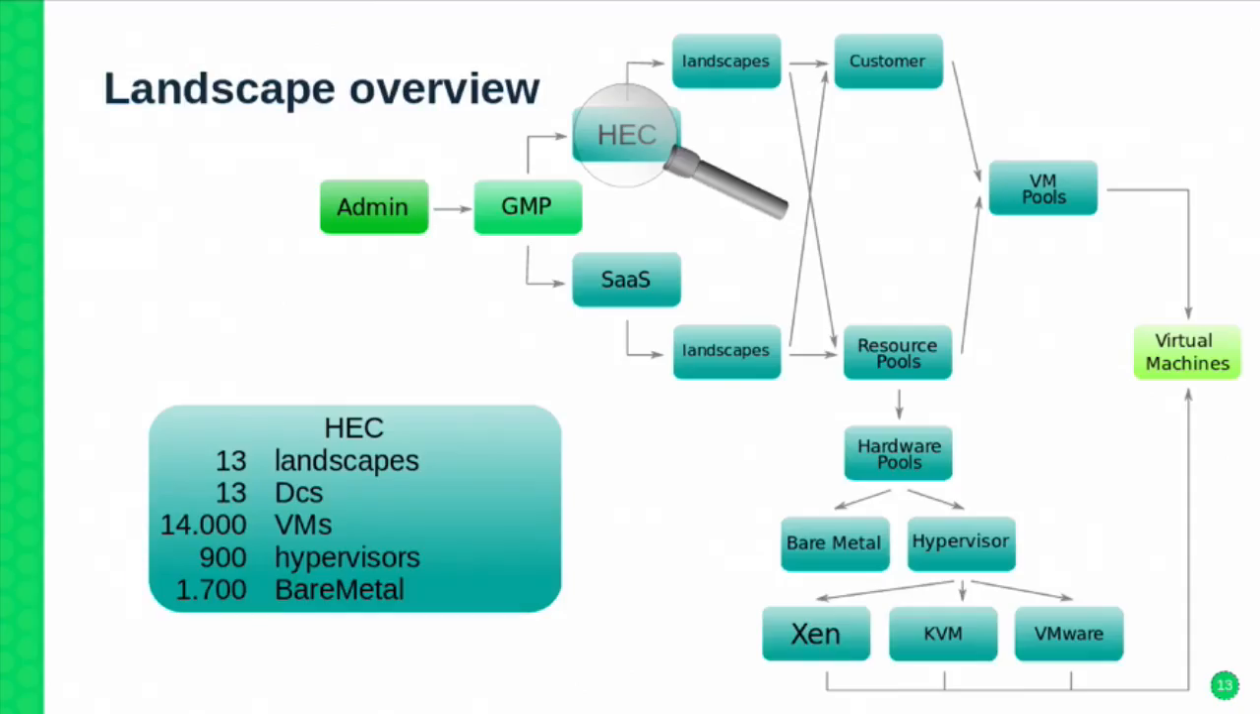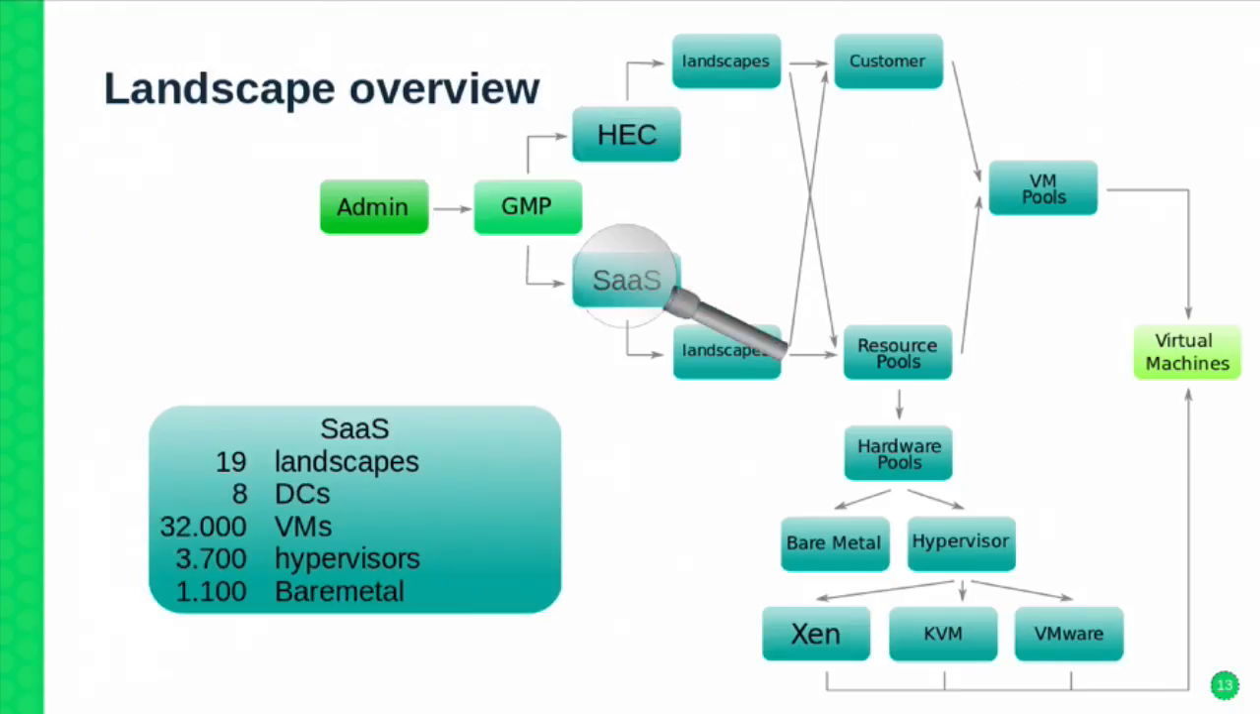Well, I can top that. SAS is the older cloud and even the bigger cloud. So let's have a look. We've got 90 landscapes in 18 DCs, or 18 locations with partly several DCs. We've got more than 30,000 VMs. We've got almost 4,000 hypervisors, and also more than 1,000 bare metal installations, also mainly for HANA databases, the big ones.